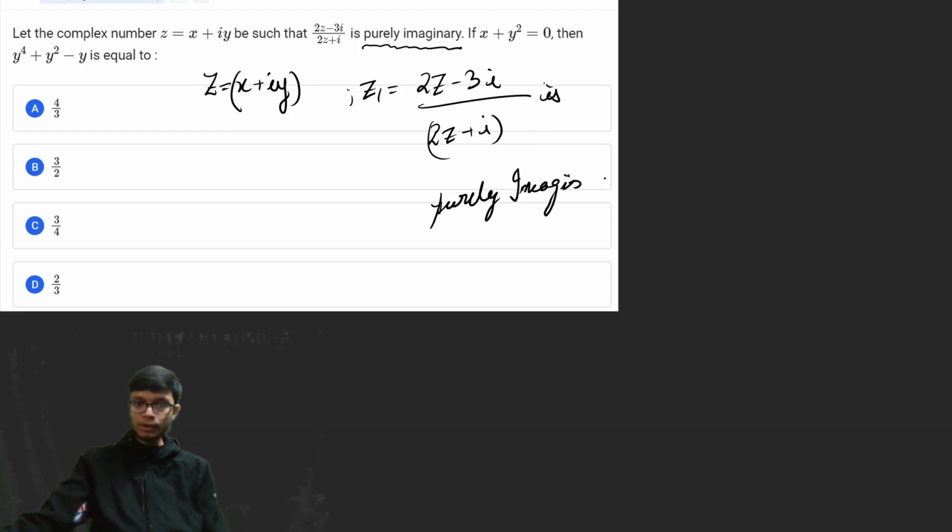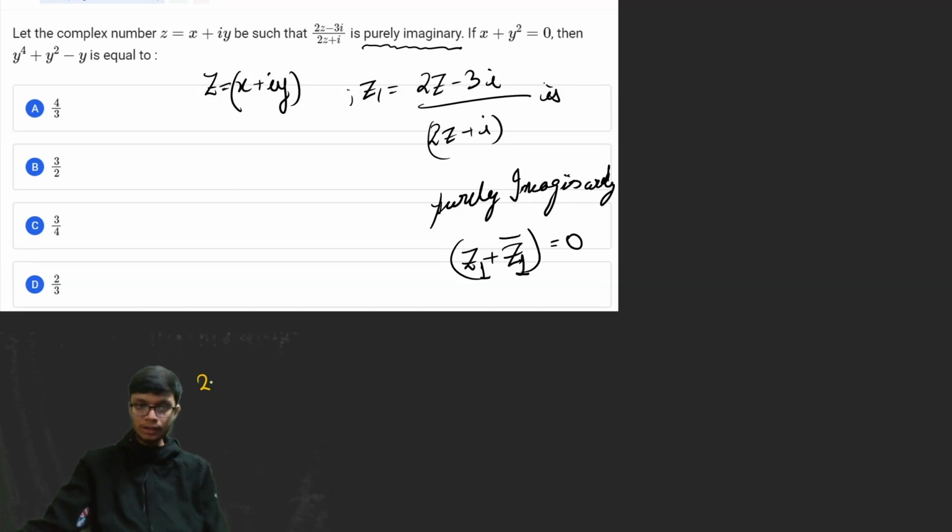That means the real part is equal to 0. So again, for the real part, that is z plus z bar is equal to 0. Similarly, for this particular complex number z1 to be purely imaginary, that means z1 plus z1 bar is equal to 0. So if I calculate this particular result, you can definitely solve it.